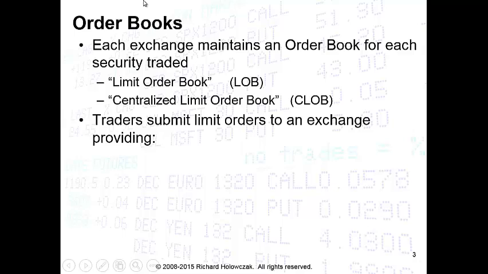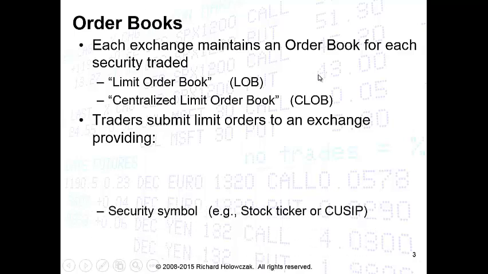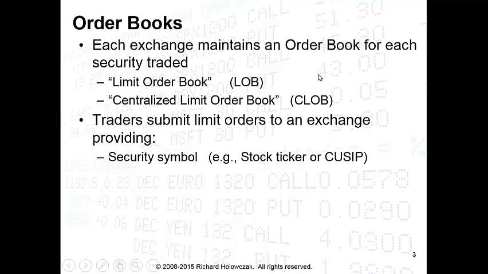When someone wants to trade a stock, what they will do is submit a limit order to an exchange and they will provide some information, including the security symbol. It might be the stock ticker or the CUSIP or whatever other identifying information they need to tell the exchange what security they're interested in trading. They will also provide the direction, whether they're willing to buy or sell this particular security.